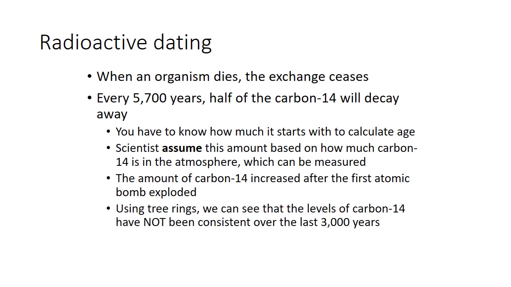Okay, and so when we use tree rings, which we talked about in 7th grade science, dendrochronology, to date things, we can see that the levels of carbon-14 are not consistent even over the last 3,000 years, which is where we have fairly consistent dendrochronology data. So we can see that using it starts you off with an assumption of something that we don't know for sure. If you don't know how much you had, you can't say how much was lost.